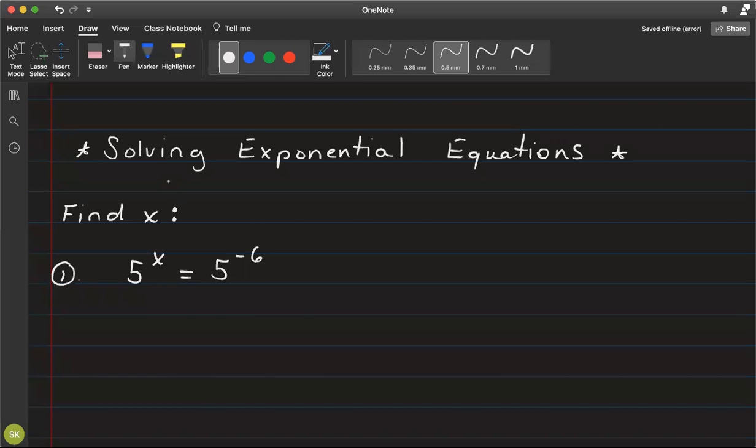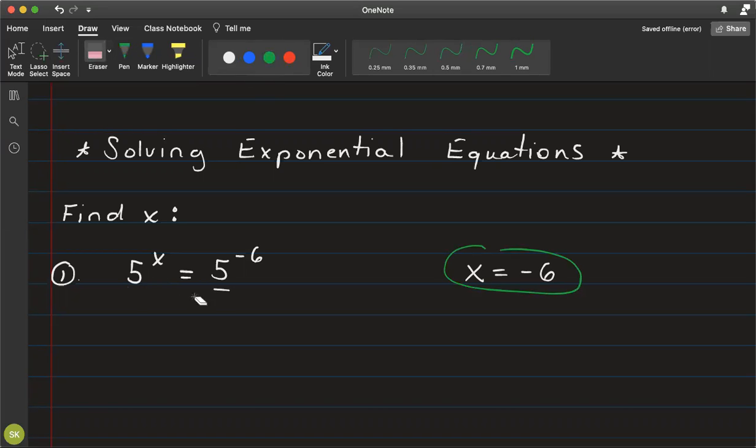We're going to look at 11 problems where we have to solve exponential equations. Here's the first problem. I have 5 to the x is equal to 5 to the negative 6. Let's find x. To do that, we want to check if we have the same base. As long as we have the same base, we can just set the exponents equal to each other. So in this case, x is equal to negative 6.